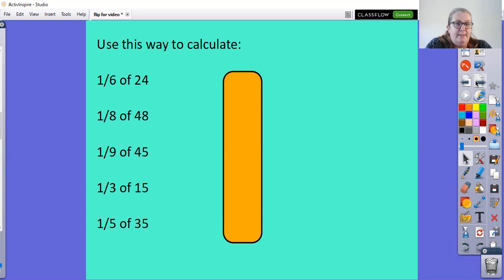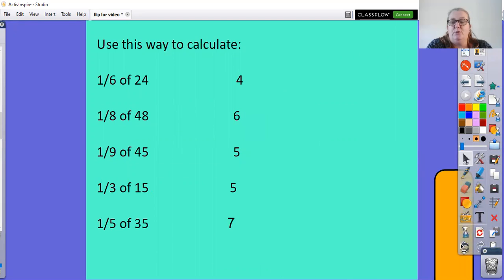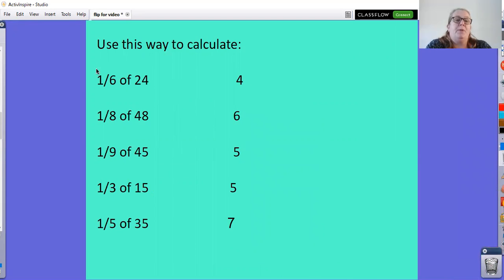Okay, welcome back. So you should have had a go at those questions by now and divided them into whatever the denominator is telling you to. And these are the answers that you should have come up with. So 1/6 of 24 is 4. 1/8 of 48 is 6. 1/9 of 45 is 5. 1/3 of 15 is 5. And 1/5 of 35 is 7.